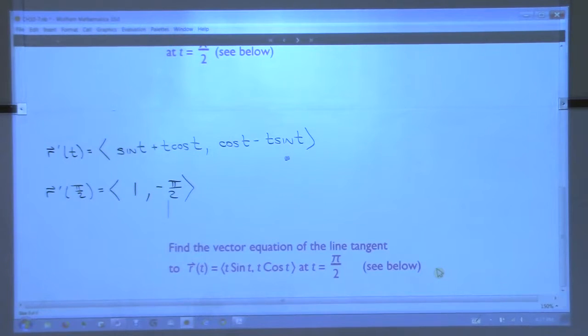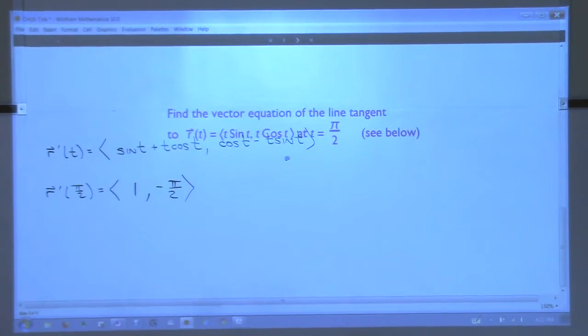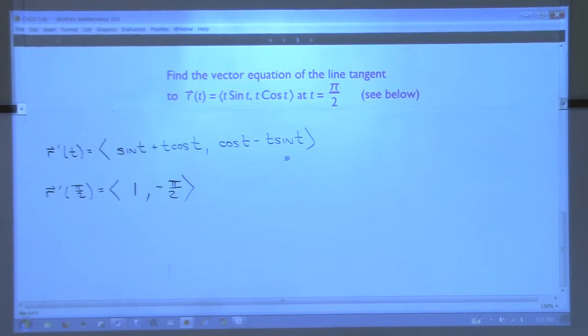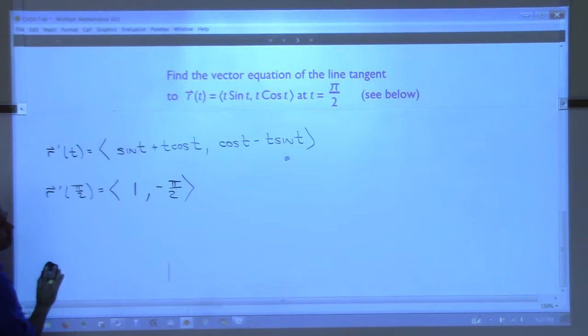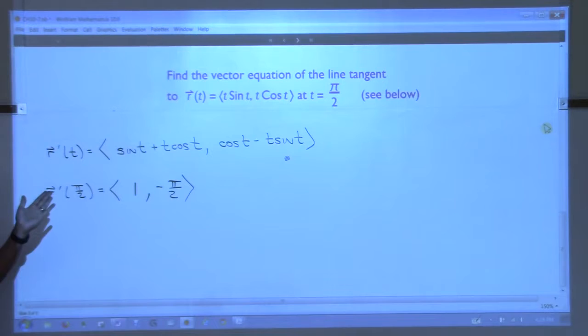The last thing is for us to find the vector equation of the tangent line. All right. So what is different between this question and the one just before it? Yeah, this actually wants the vector equation of a line, doesn't it? The previous one just wanted to know what's the actual tangent vector at pi over 2.